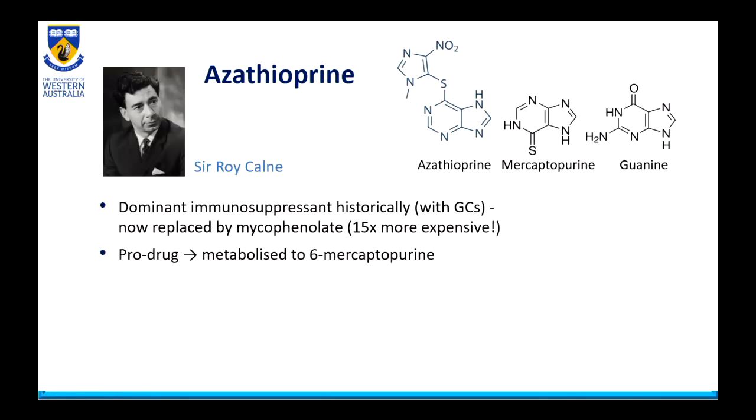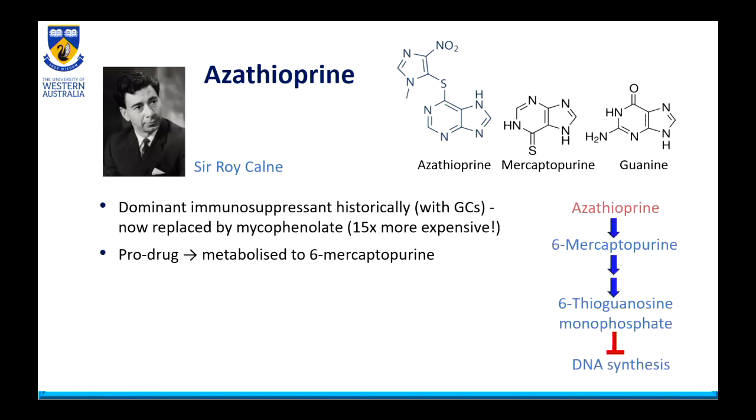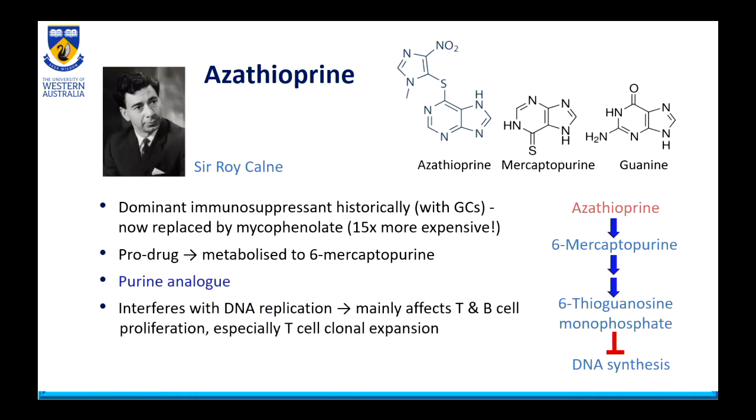It's a prodrug, and it's metabolized to 6-mercaptopurine. And this is the pathway. So azathioprine here is converted to 6-methylpurine, and then 6-thioguanosine monophosphate. And this is actually a purine analog, so this will not allow DNA synthesis. Okay? So it blocks DNA synthesis. So it interferes with DNA replication, and it mainly affects T and B cell proliferation, especially T cell clonal expansion.